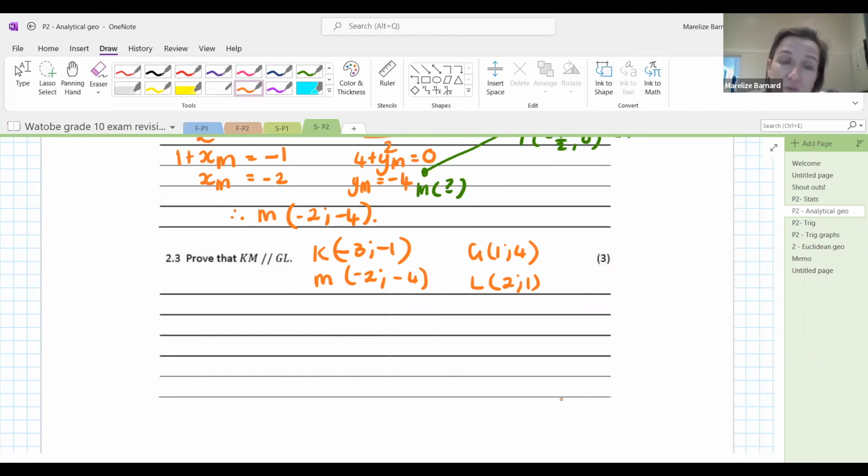How are we going to prove that KM is parallel to GL? What do we prove when we're proving lines are parallel? Can someone put it in the chat for us? What are we proving in order to show that lines are parallel? Nice, Buchle, well done. Okay, so we need to prove same gradient. I'm going to be quiet for 2 minutes, and then you guys can do that quickly, and we'll check back in about 2 minutes.